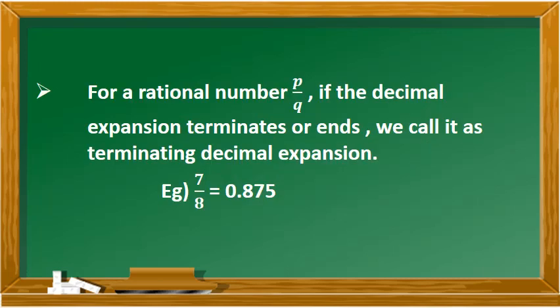Today we are to learn real numbers and their decimal expansions. There are a few points to be known. For a rational number p by q, if the decimal expansion terminates or ends, we call it a terminating decimal expansion. An example is, on dividing 7 by 8, we get the exact value 0.875, that is, the remainder is 0. So, 7 by 8 has a terminating decimal expansion.